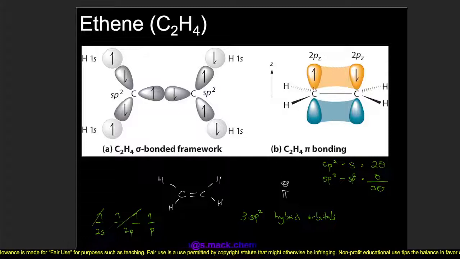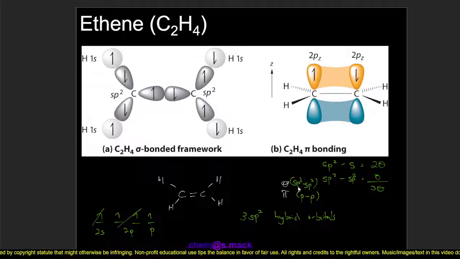These 2 pure p atomic orbitals via sideways overlap will give us our pi bond. So this is from a p-p overlap. Right, so the sigma bond in our carbon-carbon double bond is from overlap of 2 sp2 orbitals, and the pi bond is from the sideways overlap of pure p atomic orbitals.